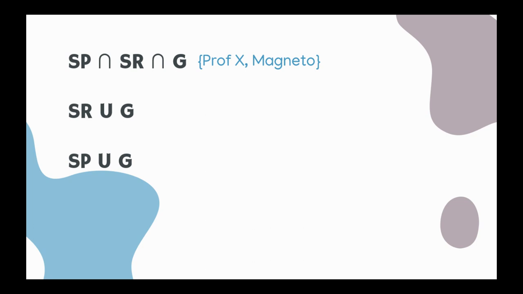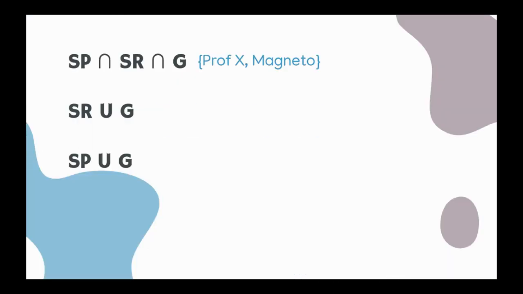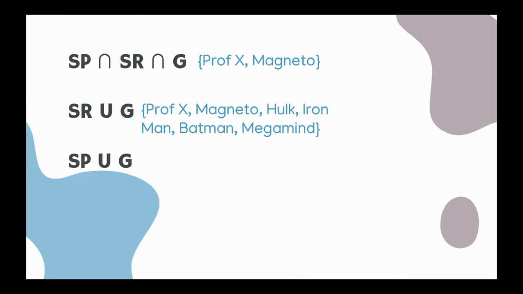Now, super rich combined with genius, or union, sorry. So super rich and genius, that would be everybody in these 2 circles. So Batman, Professor X, Magneto, Iron Man, Megamind, and the Hulk. They are all super rich and or a genius, okay? So we will just list all of them out.